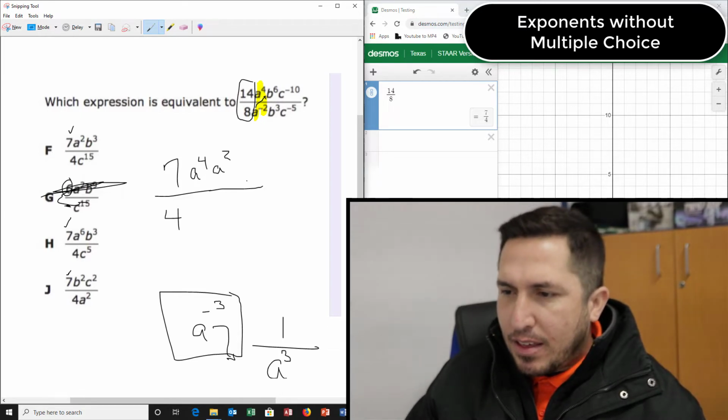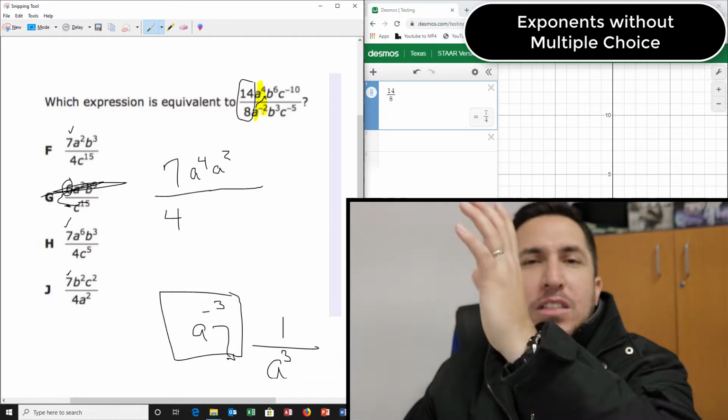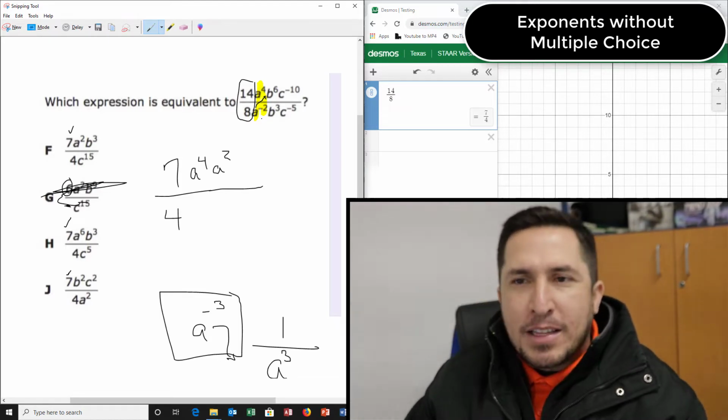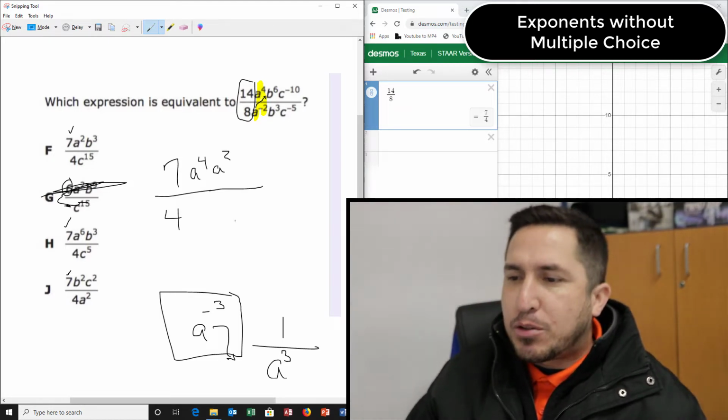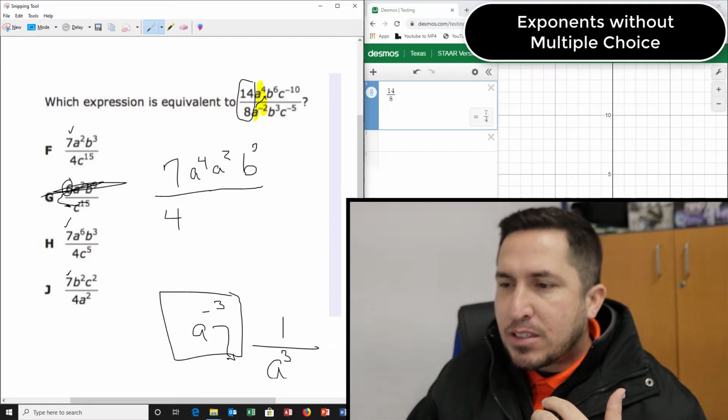So then I got B to the 6. He's cool. B to the 3 at the bottom. He's cool. If one's on top, one's on the bottom, you subtract them. So I'm going to go 6, subtract 3. That gives me B to the 3, and it's left on the top.